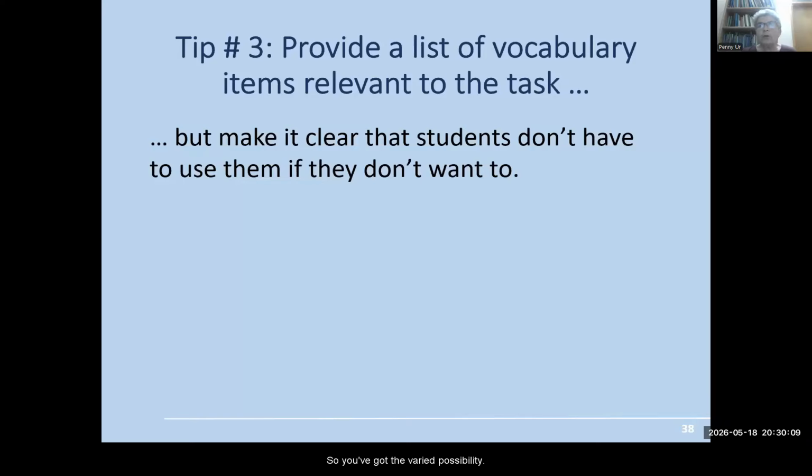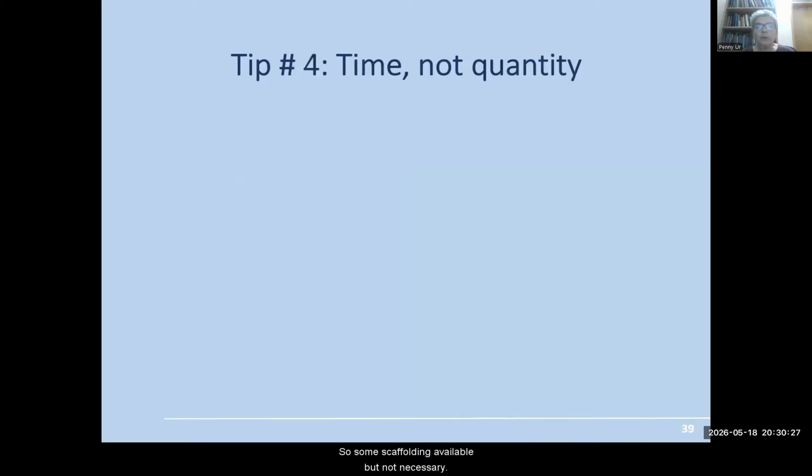So you've got the varied possibility. Same thing with scaffolding. So you might provide a sample sentence, as I did in one or two of the tasks, which they can use if they wish, but they don't have to. So some scaffolding available, but not necessary.